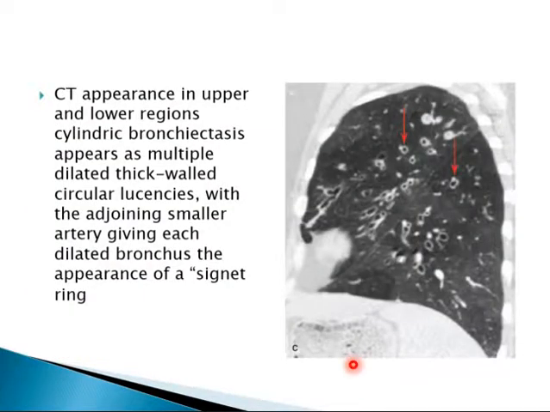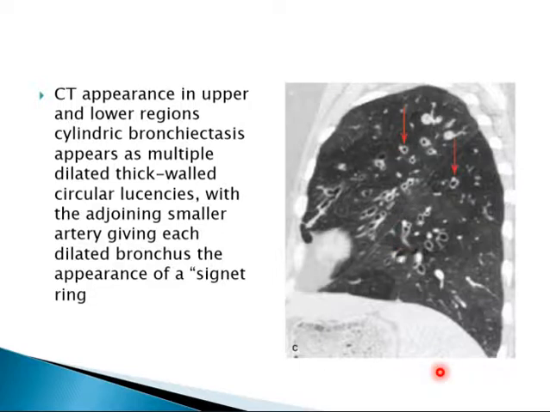Now, this is the picture of CT appearance in upper and lower regions. Cylindrical bronchiectasis appears as multiple dilated, thick-walled circular lucencies with an adjoining smaller artery, giving each dilated bronchus the appearance of a signet ring. So, this is a dilated bronchus, this is a dilated bronchus, and in the periphery of this dilated bronchus, there's a small white dot, which is the adjoining artery, giving this signet ring appearance.